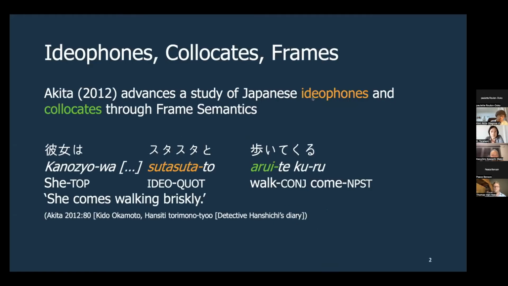I use a Japanese example here in the beginning because I assume that most people would be familiar with Japanese. So Kimi in 2012 has talked about the collocates of ideophones through the lens of frame semantics. For instance, here, 彼女はスタスタと歩いてくる, where you have the verb aruku, which is the prosaic collocate of the mimetic or the ideophone stasuta, which indicates that the manner of walking is very briskly in small steps.